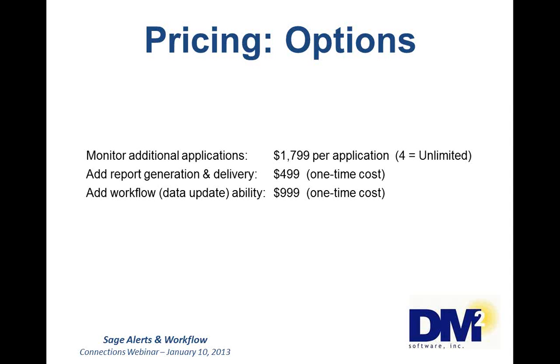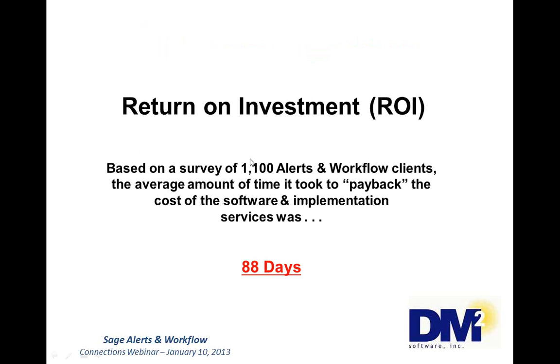Most clients typically will start out with 1 connection, monitoring their Sage application for $1,800, and add the reports module because that's such popular functionality. So you're talking roughly $2,300 or so for that installation license cost. And if interested, a client can always order the workflow data update module at any time in the future, as well as adding the additional applications to be monitored.